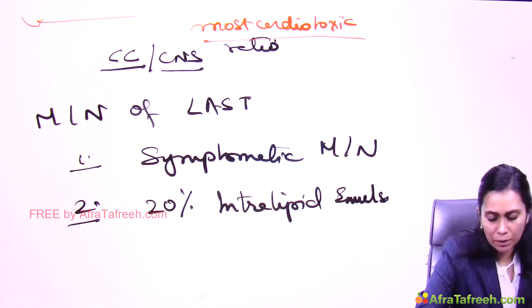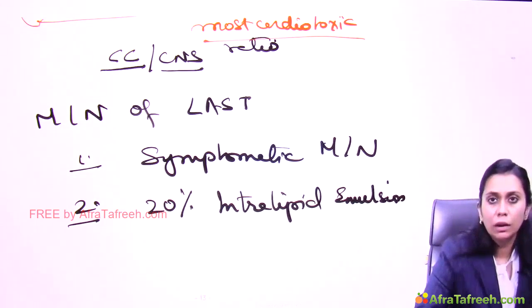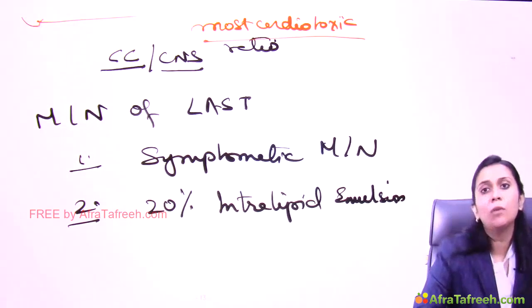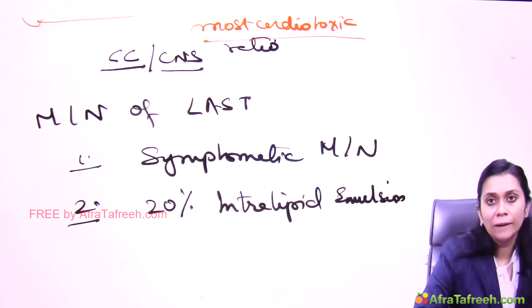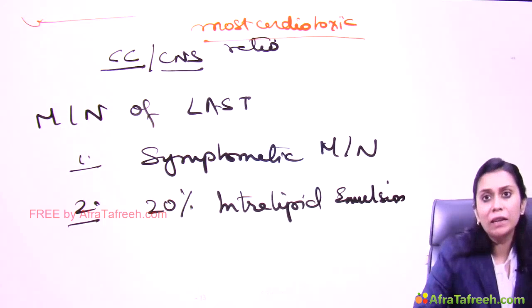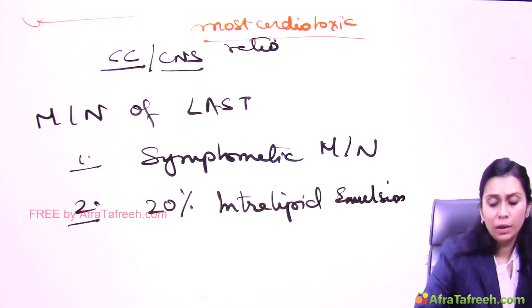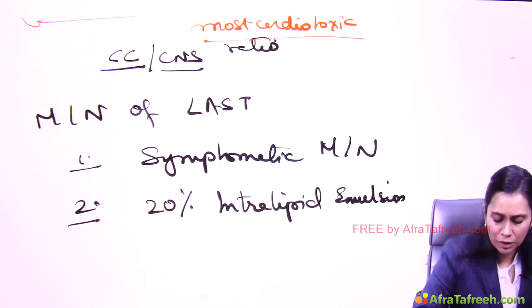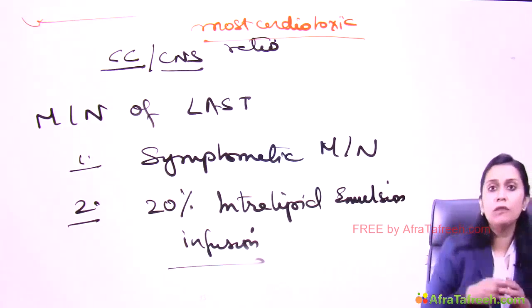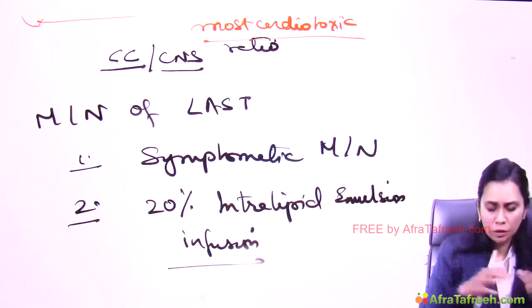20% intralipid emulsion. What will it do? This 20% intralipid emulsion will cause lipid escape of local anesthetic. It will absorb the local anesthetic and take it away from the sodium channel. This is considered the antidote in local anesthetic systemic toxicity. We start a 20% intralipid emulsion infusion. Right? So this is one special drug for managing LAST. Got it? This is all about LAST.